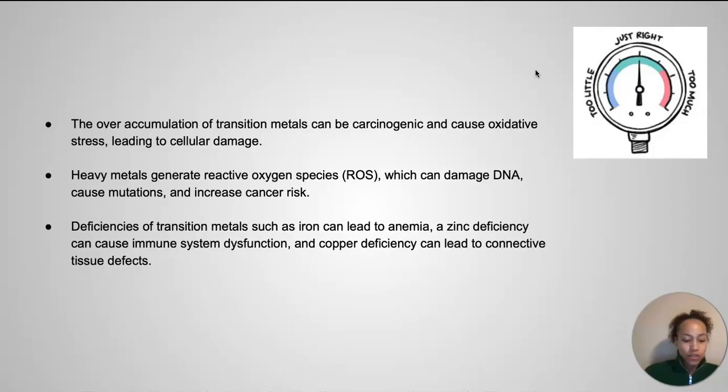So when transition metals are ingested in large quantities, they can be potentially carcinogenic. Overaccumulation of these metals can induce oxidative stress and cause cellular damage. This is because heavy metals can generate something called reactive oxygen species, or ROS, which can damage DNA, cause mutations, and even lead to cancer. A study cited in Chapter 10 showed that rats that were exposed to excessive heavy metals developed cancerous tumors.